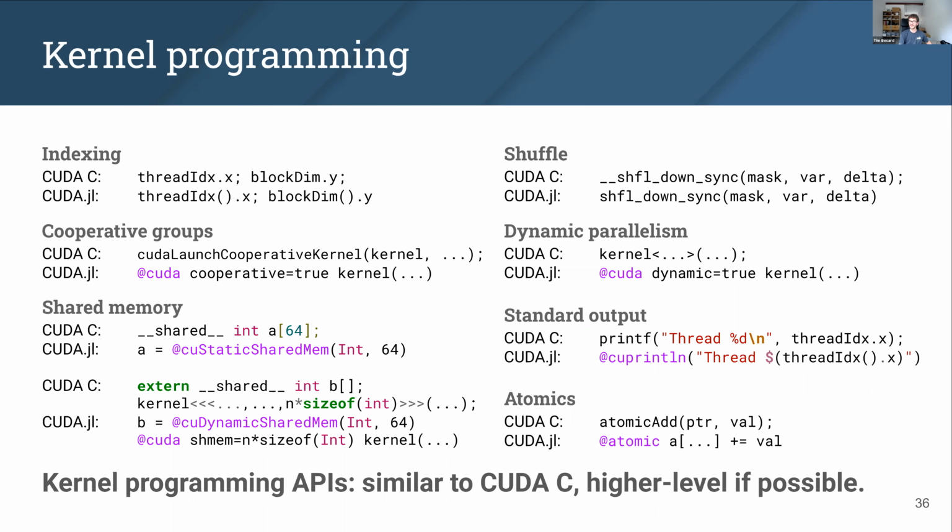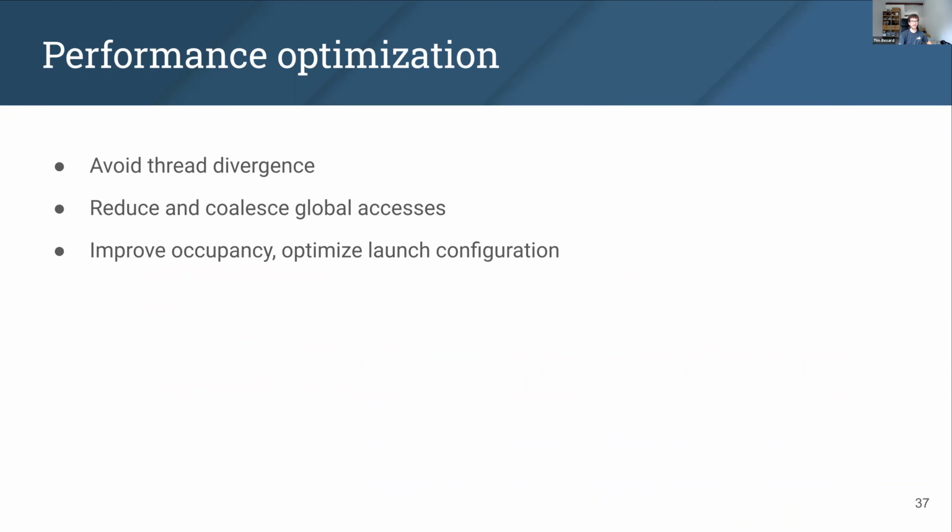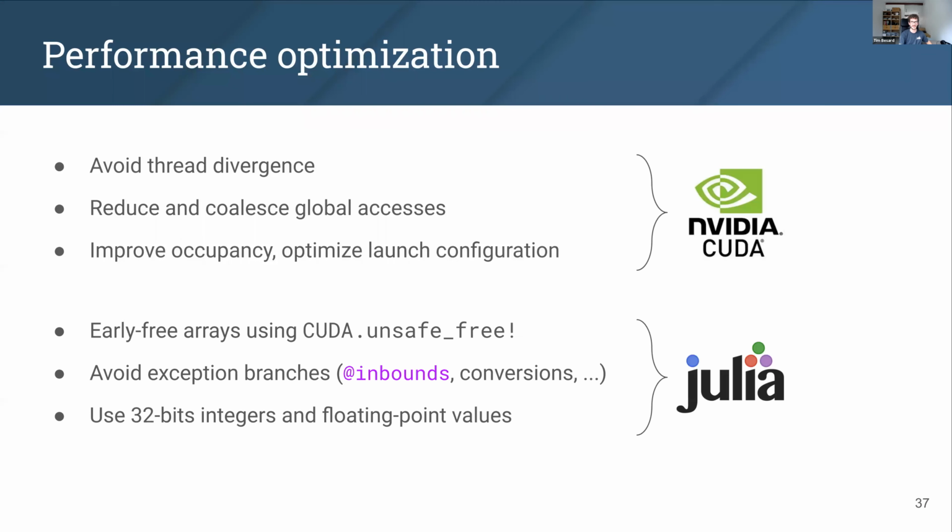Basically, that doesn't raise the abstraction level though. So you still need to know how to program GPUs at the abstraction level that you would have done in CUDA-C, but we just try to make it a little easier when you do so in CUDA.jl. That also means that a lot of the performance optimizations are similar. So you need to avoid thread divergence. You need to make sure that you reduce global memory accesses and that you coalesce those accesses whenever possible. You need to improve occupancy, for example, by using the occupancy API, as I've shown before. All of that is very similar to what you would have done in CUDA-C.